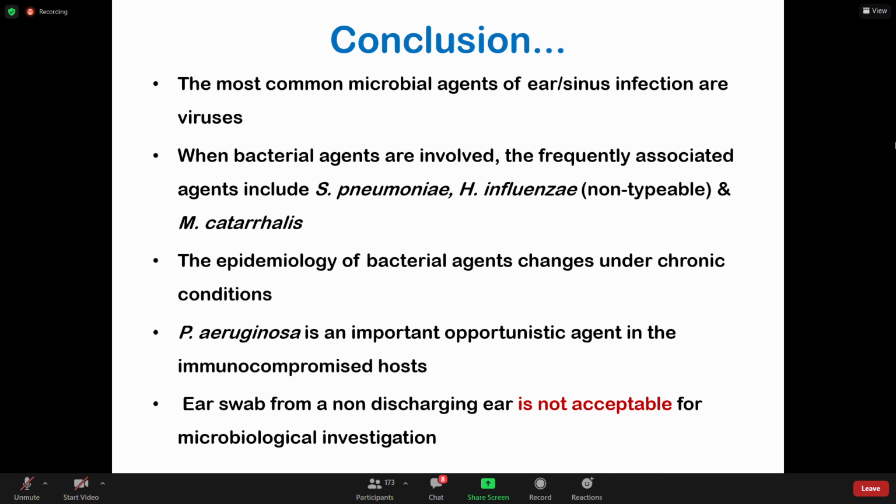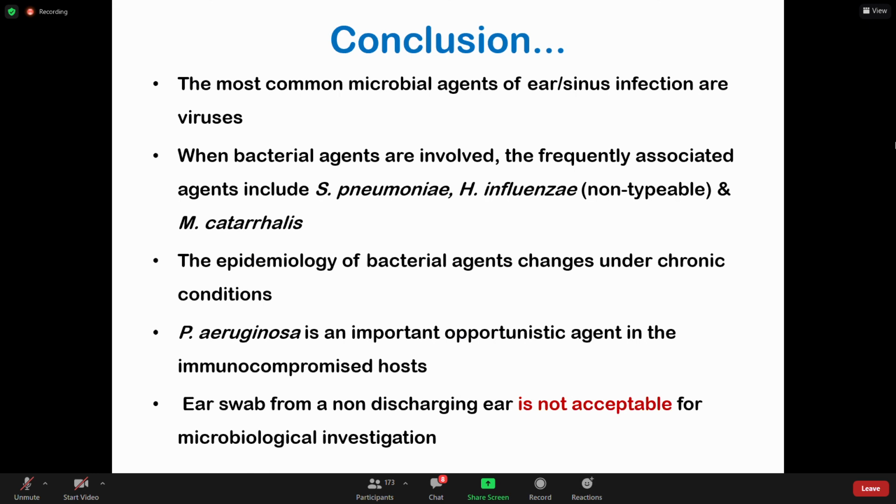The epidemiology of bacterial agents also changes under chronic conditions. That's when we have other agents such as the anaerobes, the facultative gram-negative Enterobacteriaceae, and other agents such as Staph aureus being important in this case. You should note that Pseudomonas aeruginosa is an important opportunistic agent in immune-compromised hosts. So when you have a patient who has underlying predisposing factors that could result in an immune-compromised state, you should think of Pseudomonas aeruginosa.